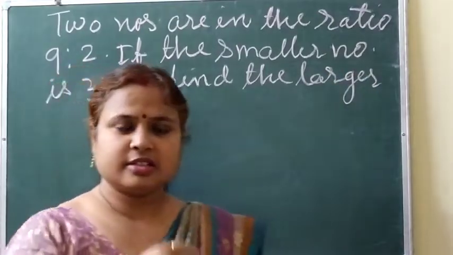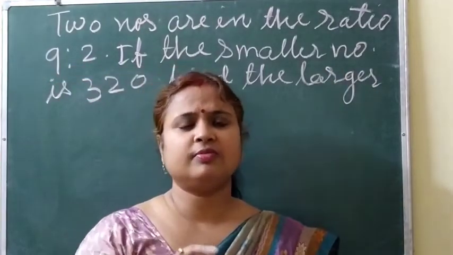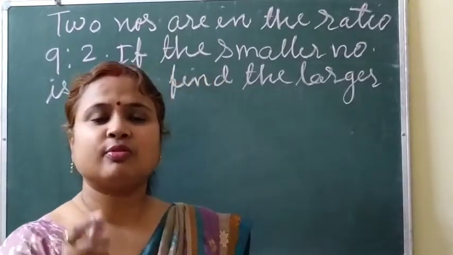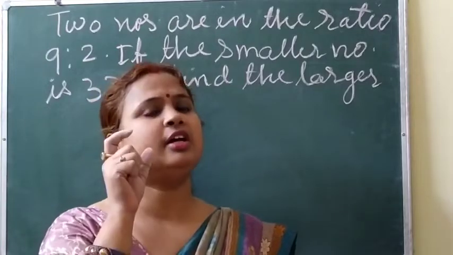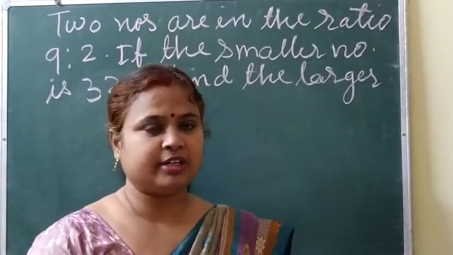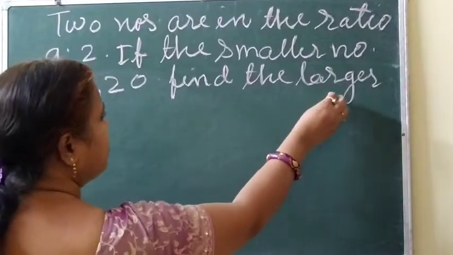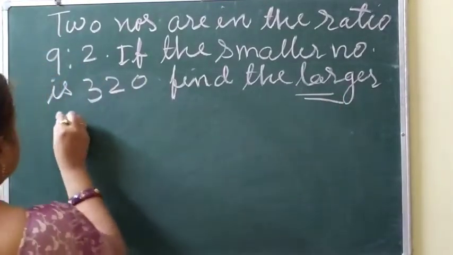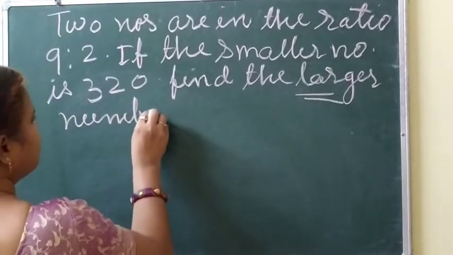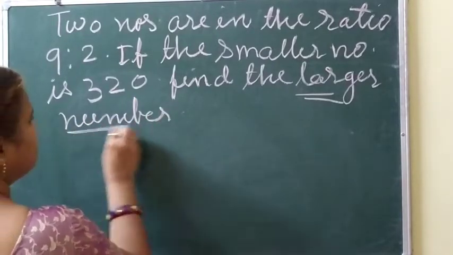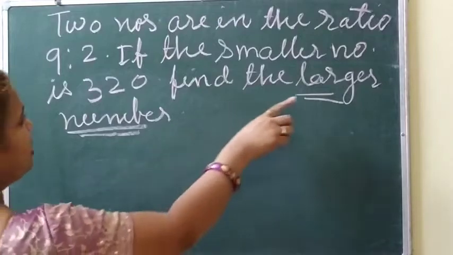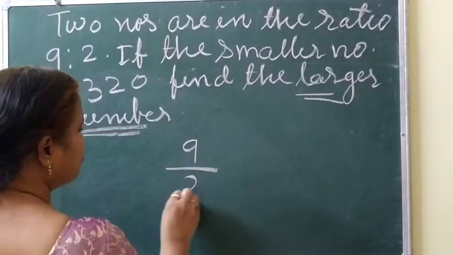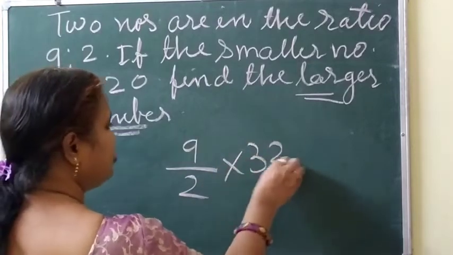Now, this type of question I have solved in the previous video, and I have explained to you also that in this type of question whatever we have to find out, that we keep as a what? Numerator. So what we have to find out here? We have to find out larger number. Clear? So this we will keep as a numerator. So larger number is what here? 9. So 9 by 2 into 320.